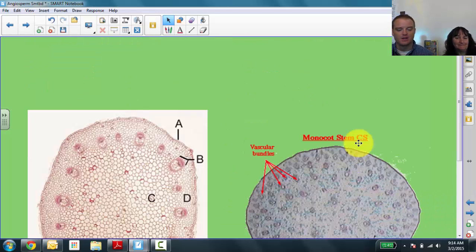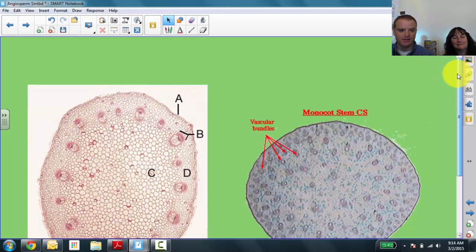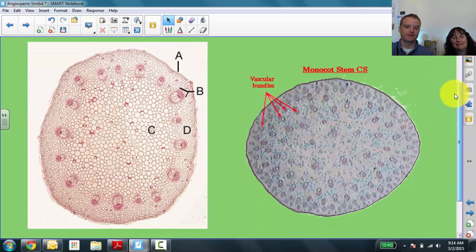So we can see examples of this right here. Here's our monocot and dicot. If we cut that stem open, we're looking down into the stem. For the monocot, the bundles are just scattered everywhere. It's these little purple circles. What are those little purple circles anyway?